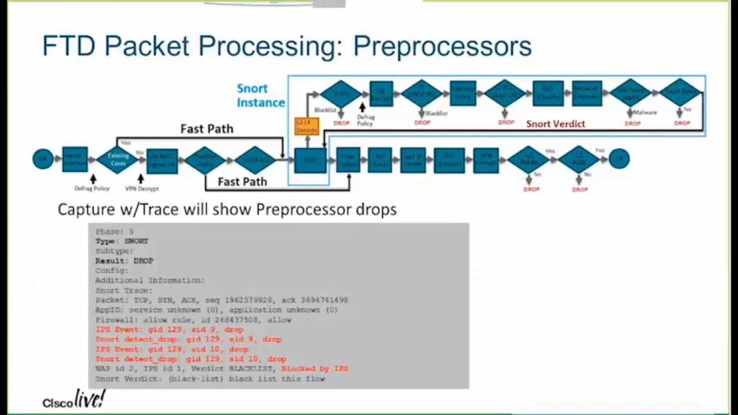In case there are any preprocessor drops, you would see them in the capture trace of the firewall. As you can see here, it shows up as an IPS event, and it specifies which group ID or preprocessor dropped it, and in that specific group ID which signature dropped it. So if you are doing a capture with trace on the firewall, you would see the specific event showing up in the capture trace.